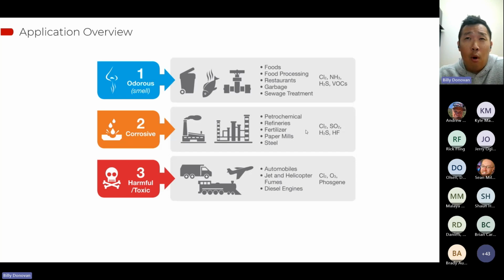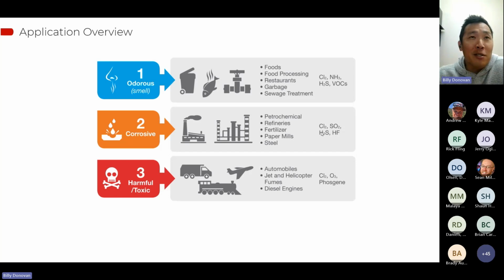H2S can corrode the printed circuit boards in electronic equipment. So these types of facilities typically have some sort of carbon filtration system serving their control rooms. The last thing you really want is your important equipment failing at those types of facilities.